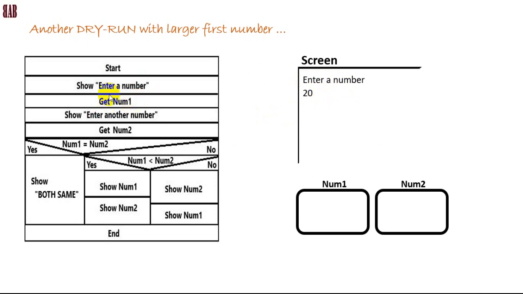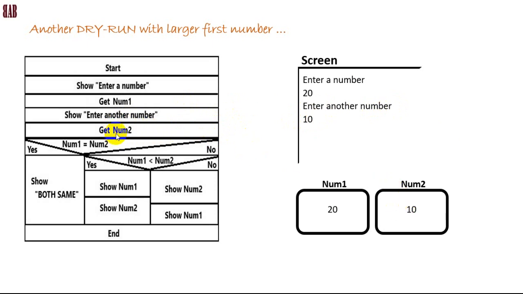That will be accepted by the variable num1 because we are here. So num1 will become 20. Then it will go to the next line, which says show enter another number. So it will just display that message also. Then you go to the next line to accept that number. So the user seeing this message will type another number. This time he types 10 and presses enter. That will be accepted by num2. So num2 will become 10.